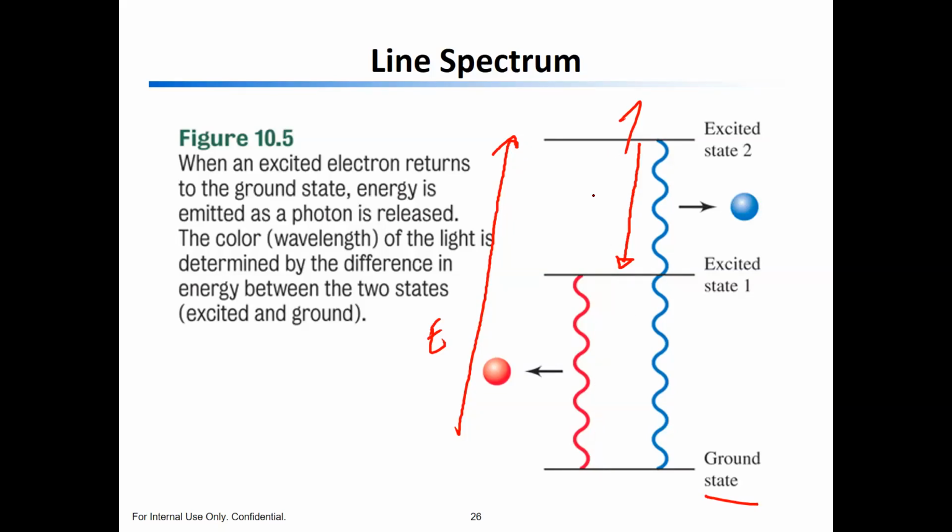And when it comes down, what happens? I'm just going to make up a number. This is 18 units. This is 10 units. This is 16 units. If it goes down one step, how much energy do we lose going down one step? 2 units of energy.